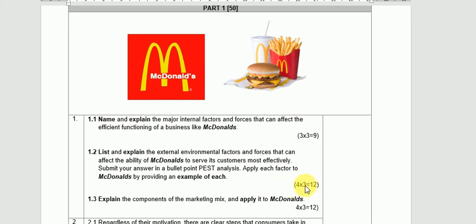4 times 3 again refers to the fact that you're going to name it, you're going to explain it. You're going to name 4, you're going to explain 4, and you're going to apply, and that's for the third mark. That's why it's 4 times 3. Always use your mark allocation as a guideline as to how much information, and what information specifically, is required.